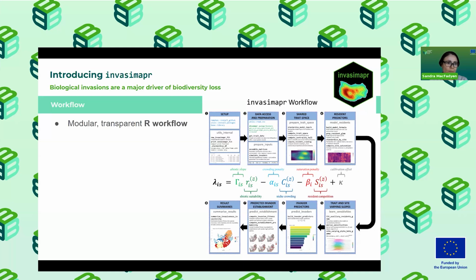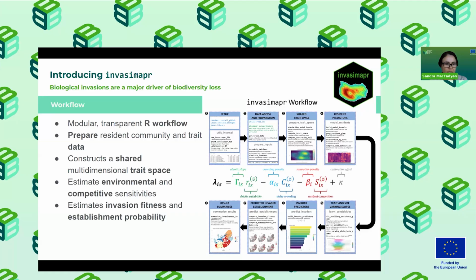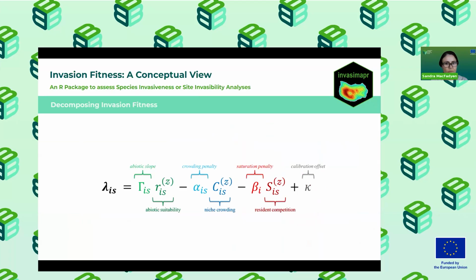So this workflow is modular. As I said, it allows you to prepare these data sets, construct these different trait spaces, and estimate environmental and competitive sensitivities. At the end of the day, you estimate the invasion fitness and the establishment probability. And there's also the last function, which is a summarize function that allows you to output variables or results that are a lot more graphical and are often used for policymakers and just for good visuals.